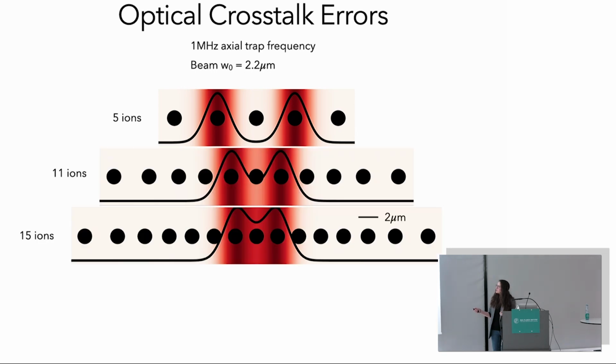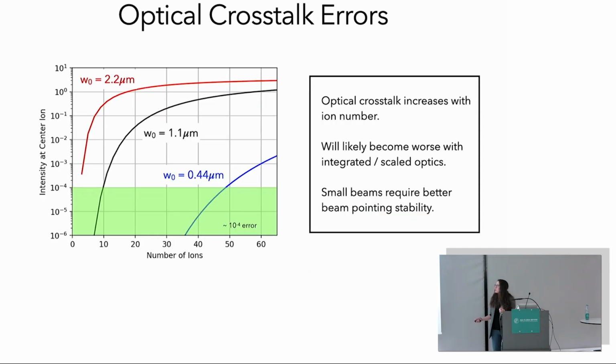But as I increase the number of ions in my chain, if I keep my trap frequency the same, they get squished closer and closer together. You can see that here you basically have 100% crosstalk. So especially if we want to add more ions, but also once we integrate our optics, our beam profiles are going to be nasty. Even if we make the best lenses in the world, metalenses in the world, they're just not going to be as good as really high quality bulk optics. So these two things mean we'll probably have more optical crosstalk.